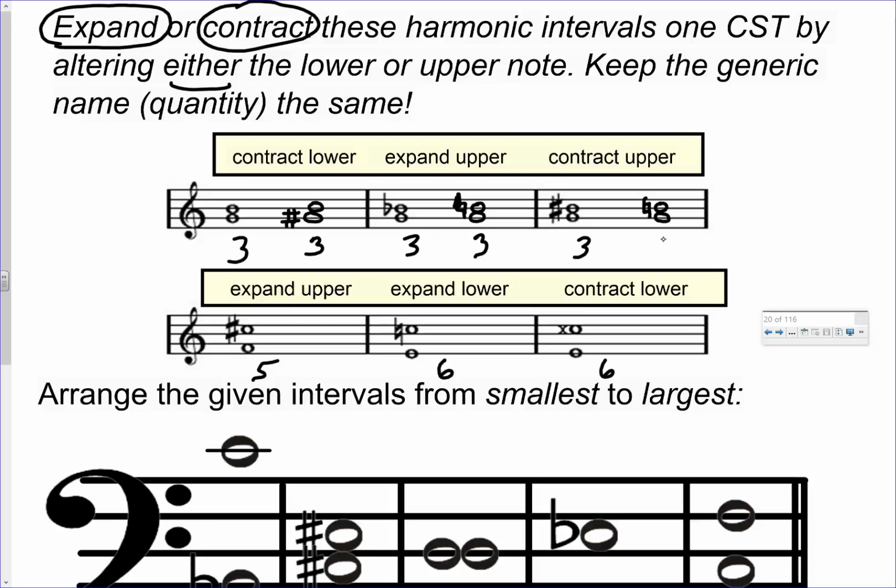Again, keeping in mind, I'm still dealing with all thirds. In the next one, we have to expand the upper. So my lower note will remain on an F. My top note is a C sharp. In the example, in order to expand the C sharp, I have to increase the interval and make it one CST larger, so I would need then a C double sharp.